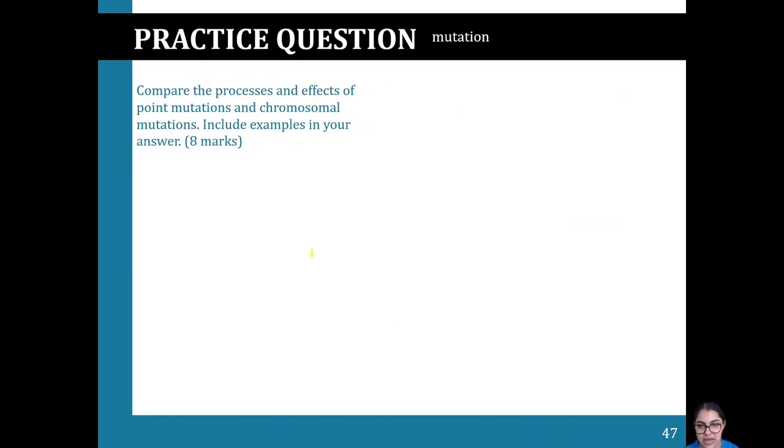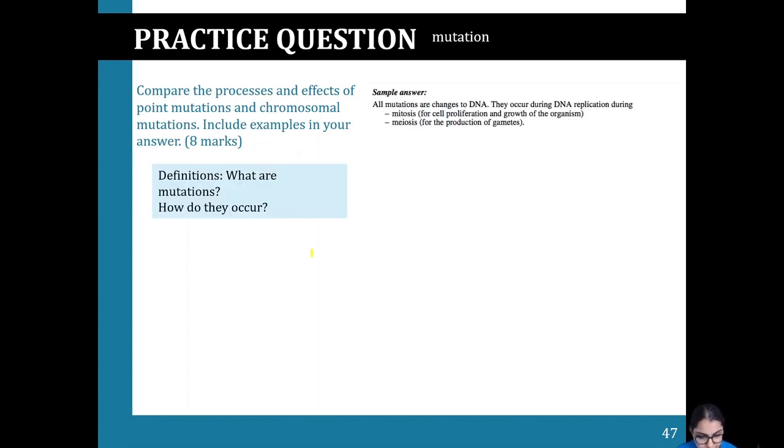Actually, let's do this part together. So here we have a practice question. Compare the processes and effects of point mutations and chromosomal mutations. Include examples in your answer. So for the sample answer, we essentially begin by talking about what mutations are. Define what mutations are and how they occur.